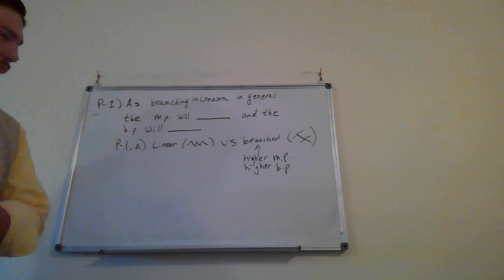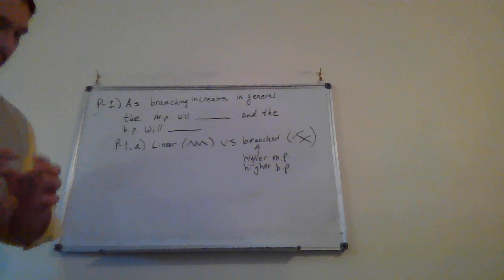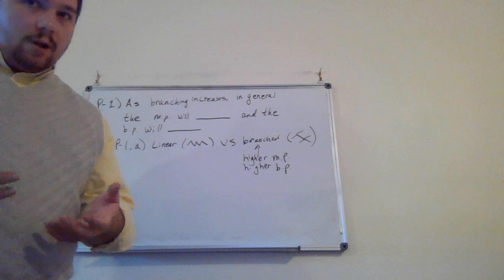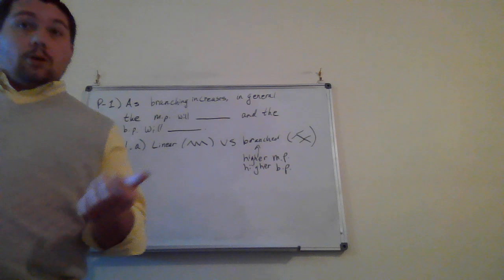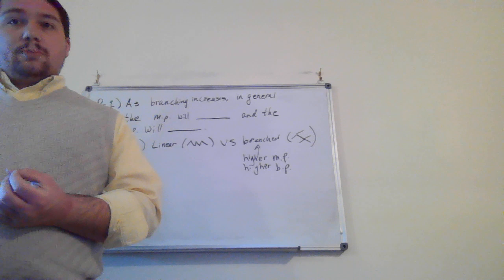But as we increase the branching, at some point, the molecule starts to look like a sphere. Meaning that the carbon atoms are going to get closer and closer and closer. And because they're getting closer and closer, it's going to be much harder. It's going to require more energy to melt and boil them.